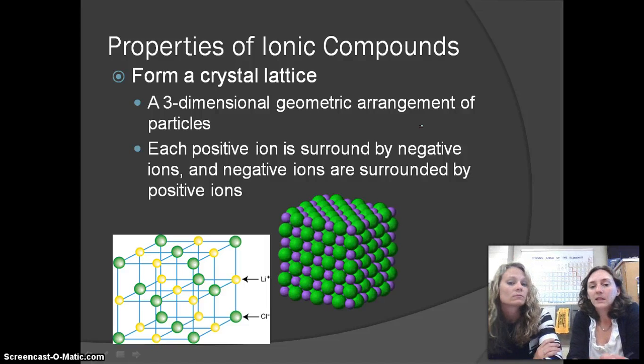But like down here, you have an example, lithium and chlorine. Every other one is going to be lithium. They're going to be surrounded by chlorines, and chlorines are going to be surrounded by lithium. So normally you see this nice cube structure. It's a three-dimensional geometric arrangement, and yes, they're surrounded by the others.